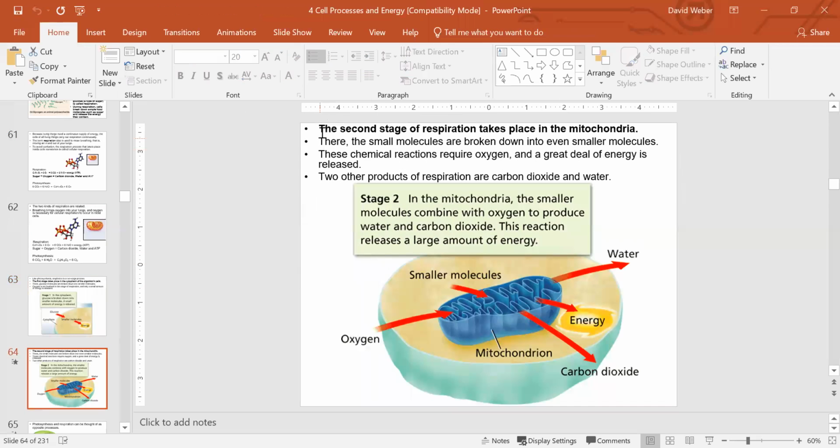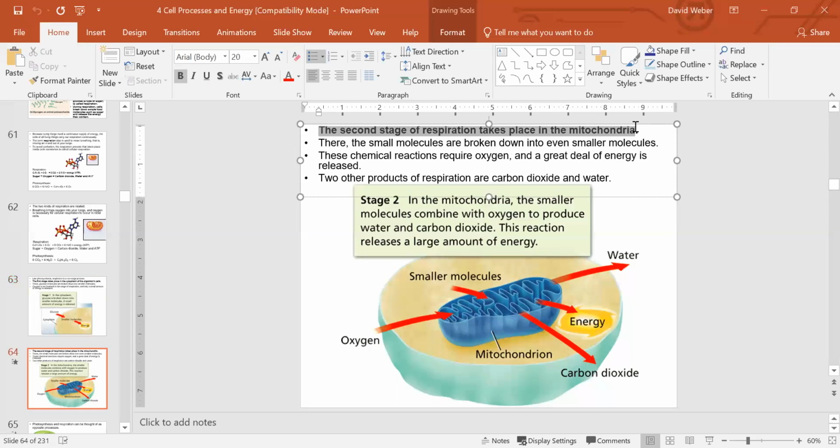So the second stage, here's your note. Take this one down right there. Now this fancy word is called a mitochondria. Think of the mitochondria as like the engine of the cell. It's a powerhouse. Without the mitochondria, then cellular respiration wouldn't take place and you wouldn't have any energy and you would just not exist.